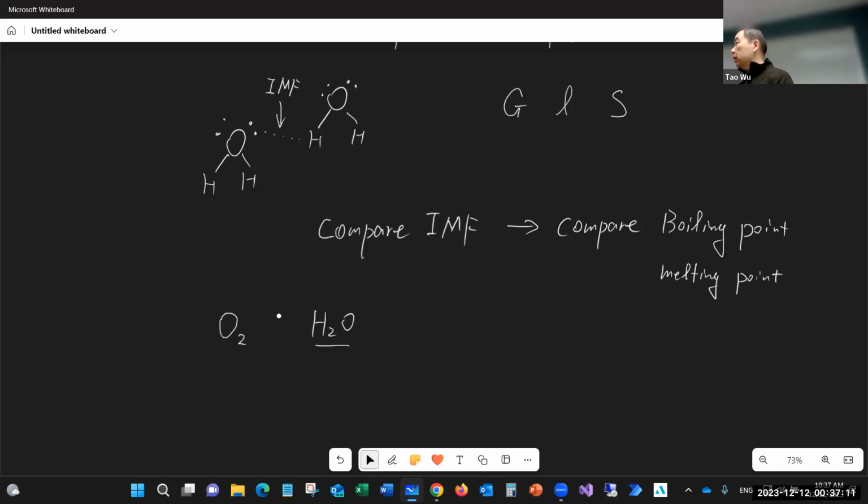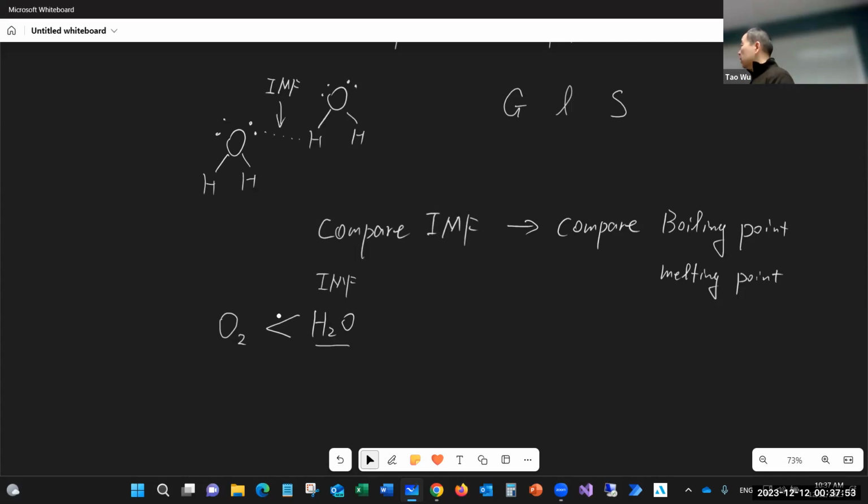Water will have a higher boiling point, right? Because oxygen at room temperature is already a gas, which means that it's already boiled, right? So the boiling point for oxygen should be below 0. But water has a boiling point of 100 Celsius. So obviously water has a higher boiling point. And so that's why the intermolecular force of water should be much larger than the intermolecular force of oxygen. Are you clear? Okay, so generally you can base on the boiling point or melting point to compare the intermolecular force.